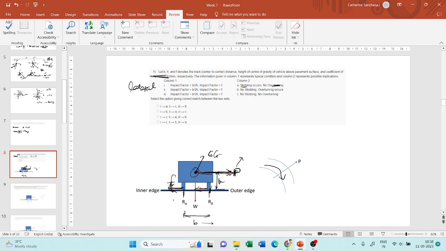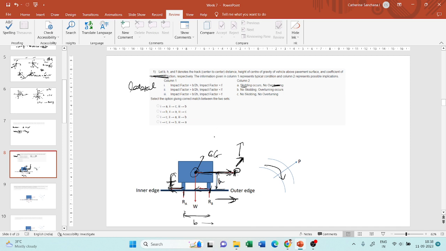If the force exerted by P is equal to the force exerted by this friction, then the vehicle is not going to undergo any skidding. It is going to be traveling in its path. But if there's an imbalance between these forces, if this centrifugal force is more, then it is going to slide outwards, and this you will call skidding.